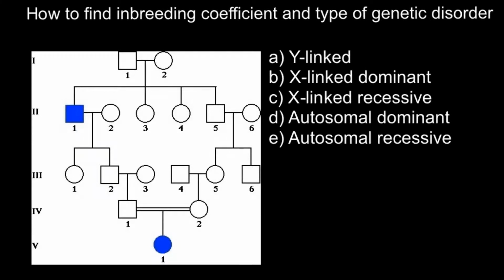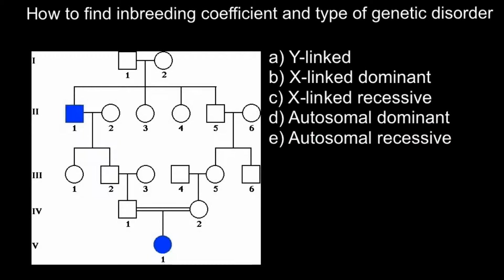In this video I'm going to talk about how, by analyzing a pedigree, we can find the mode of inheritance of a genetic disorder, and also I'm going to talk about the inbreeding coefficient. So let's now take a look at this pedigree, and one by one let's analyze if it can be a Y-linked genetic disorder, X-linked dominant, X-linked recessive, autosomal dominant, or autosomal recessive genetic disorder.